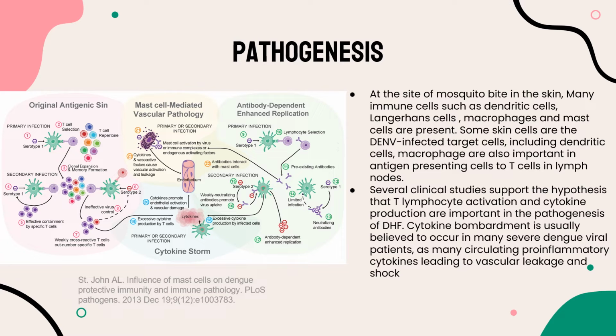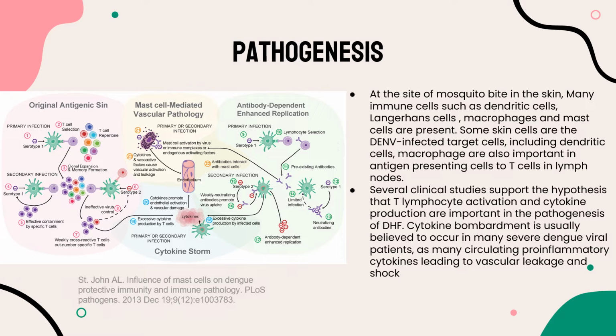Pathogenesis. At the site of mosquito bite in the skin, many immune cells such as dendritic cells, Langerhans cells, macrophages, and mast cells are present. Some skin cells are the dengue virus infected target cells, including dendritic cells. Macrophages are also important antigen-presenting cells to T cells in lymph nodes.